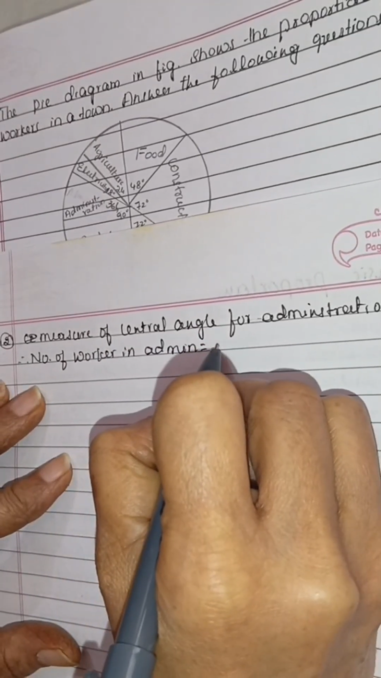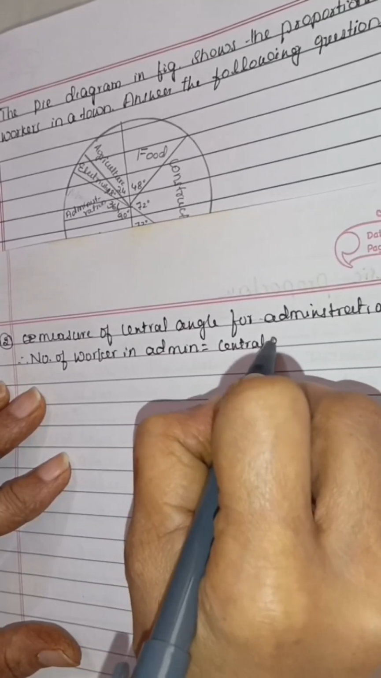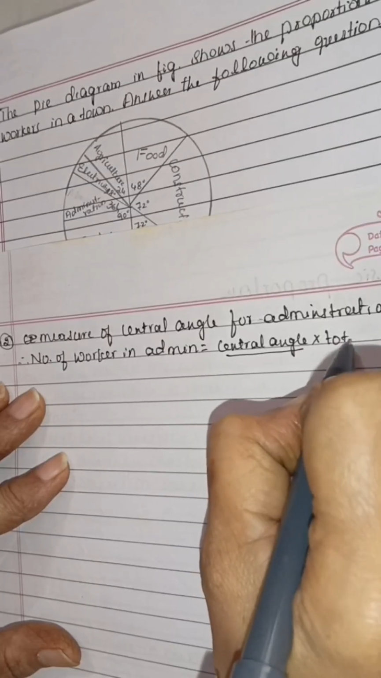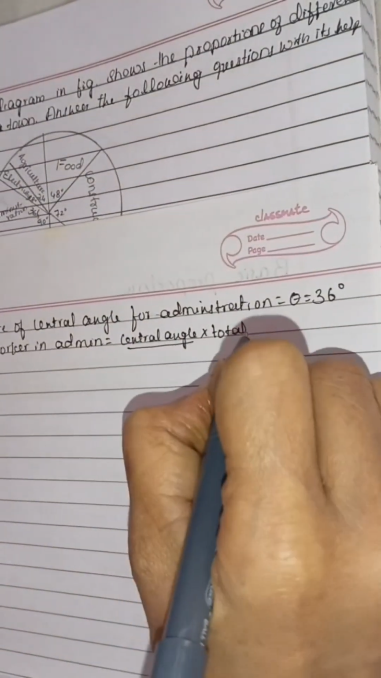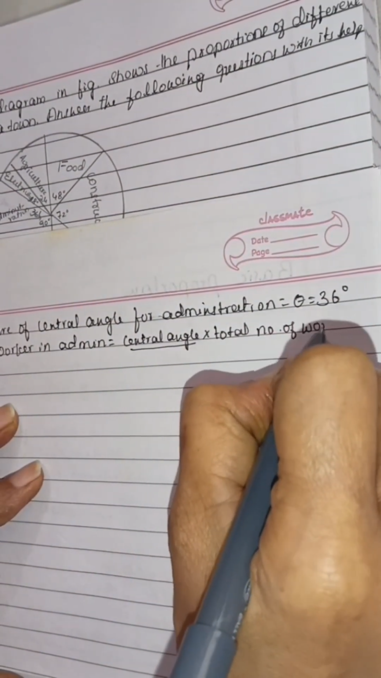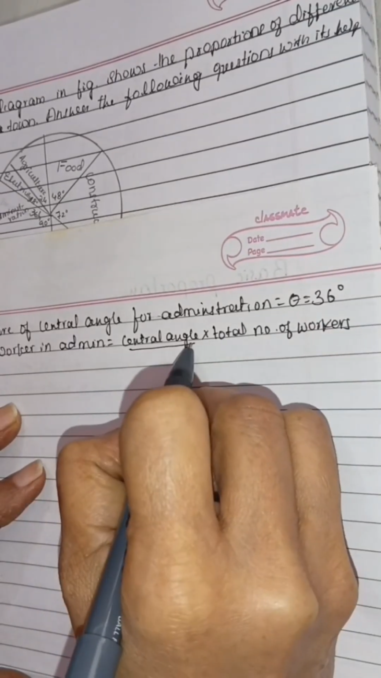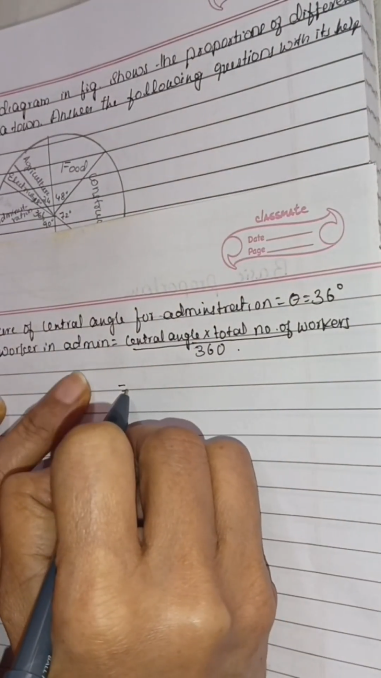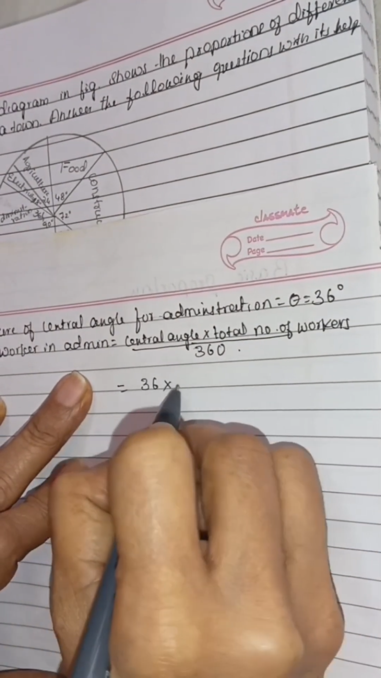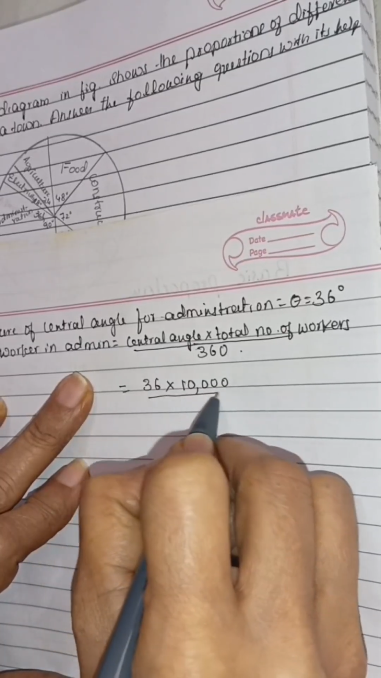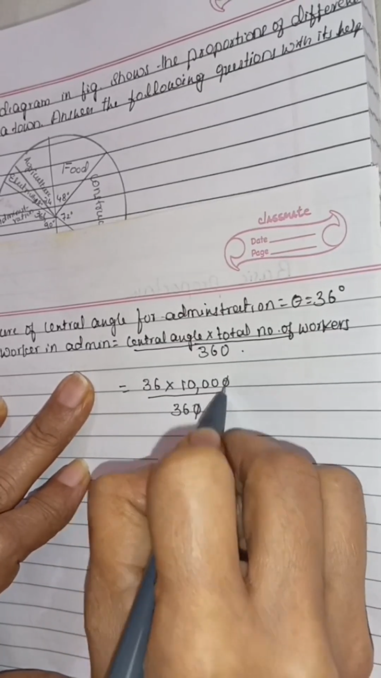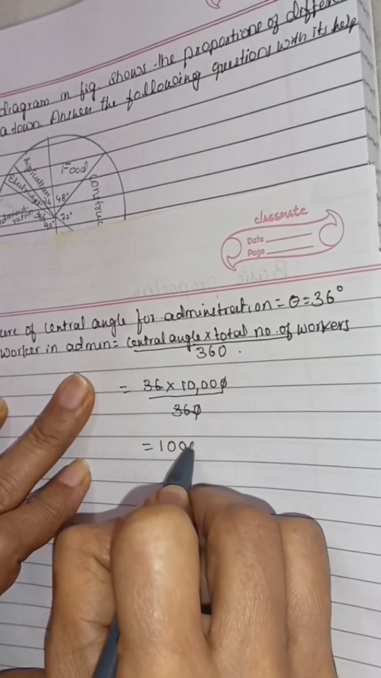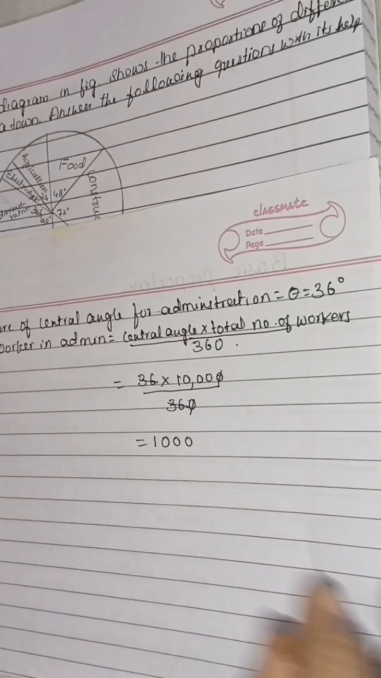Here we have the central angle multiplied by the total number of workers, divided by 360. What's the central angle here? 36, multiplied by the total number, which is given as 10,000, divided by 360. 0 0 gone, 36 gone. So 1000 workers are in administration.